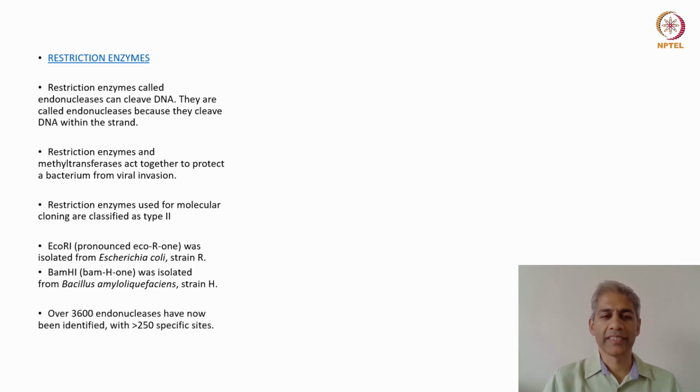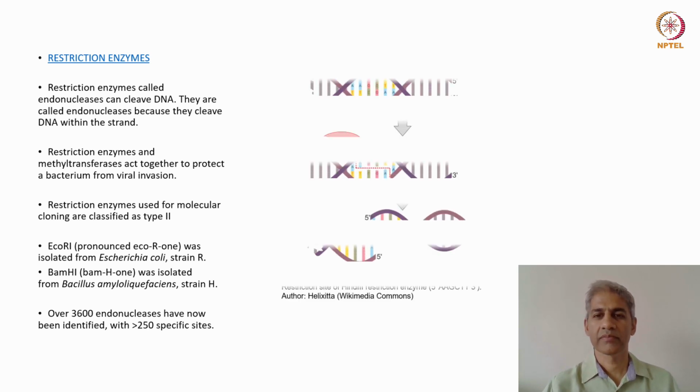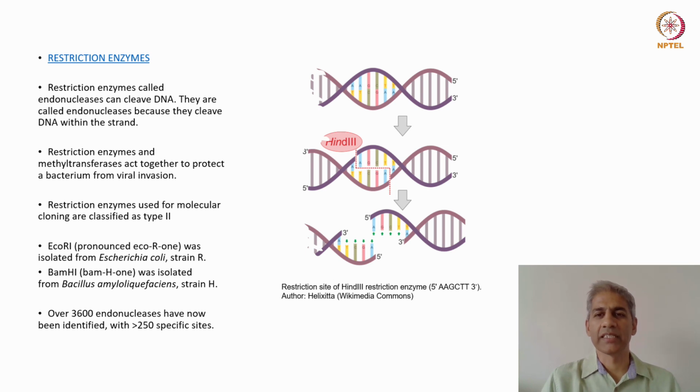And now you have over 3,600 nucleases which have been identified. They can cleave DNA at greater than 250 specific sites. This is a schematic shown for HindIII, which is another restriction enzyme. And so this recognizes the sequence AAGCTT. And as students of biology, we now know that we always refer to a particular DNA sequence from the 5' end to the 3' end. And HindIII cleaves this sequence between the two A's.